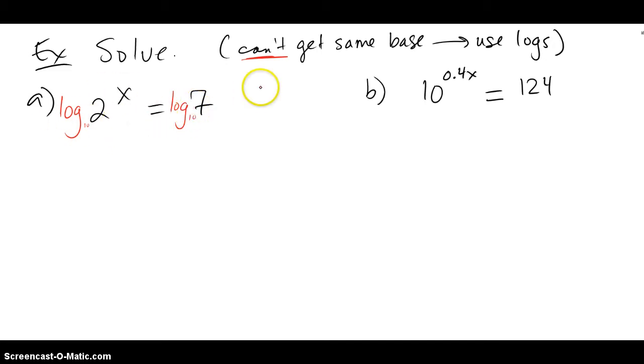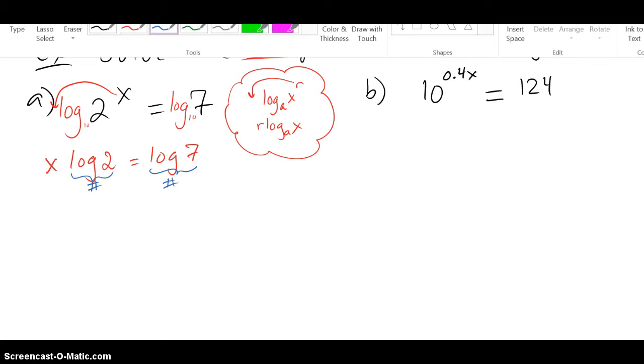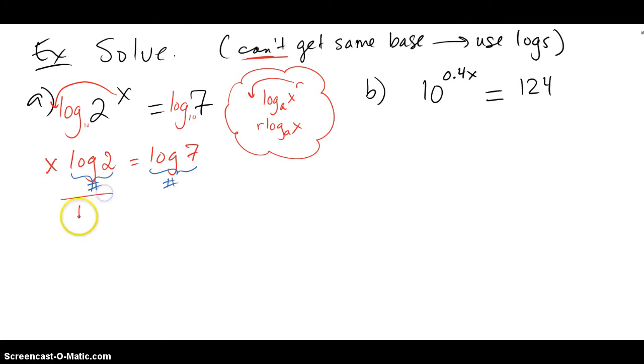Once I take a log of both sides, I can use this property that says, remember, log base a of x to the r, you can drop down the exponent and put it in the front. So I can use this property and drop this x in the front. That'll be x log of 2 equals log of 7. Now notice this is just a number, and so is this. They're both just numbers. So I have a linear equation, and I'm going to divide both sides by that number, and that's going to give me x equals log of 7 over log of 2.